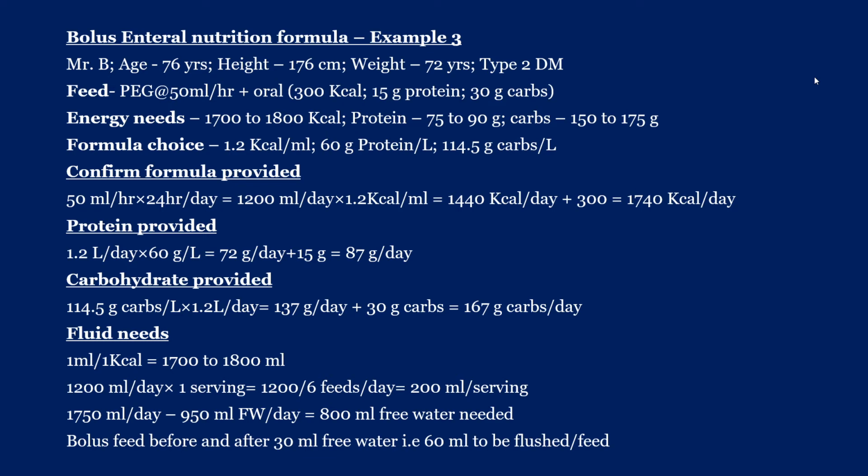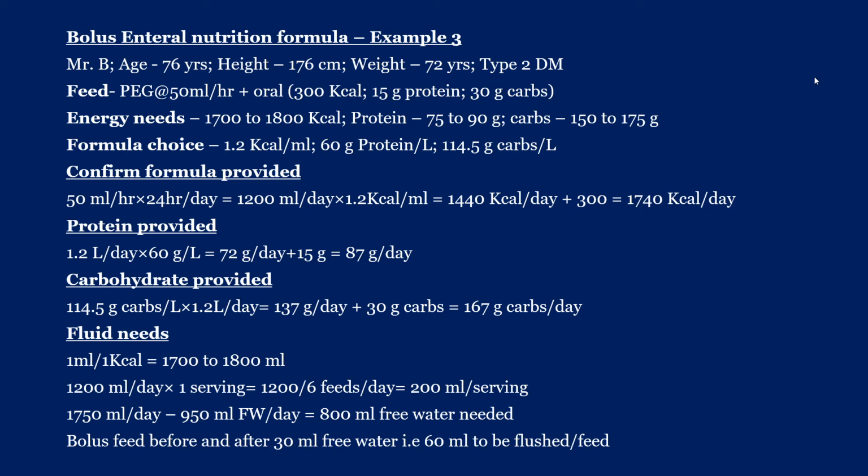In the same way, the carbohydrate per liter into total ml per liter gives the total carbohydrate value. The oral carbohydrate intake should be added along with this. To calculate fluid requirements, if 1 ml per 1 calorie is 1700 to 1800 ml, the fluid per day is divided by the number of feeds, which gives ml per serving.